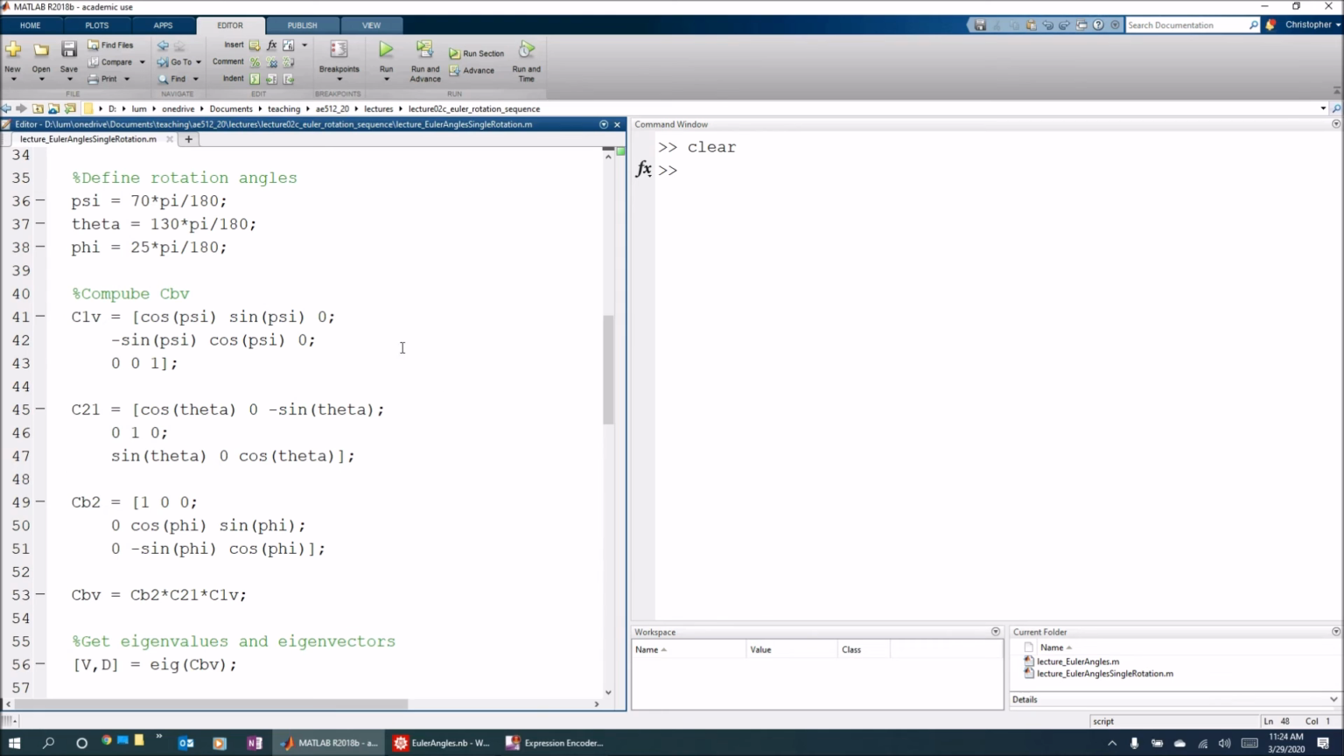All right, so we switched over to Matlab again just because I think it's a little bit easier to do some of the plotting, but let's use that exact same example we were looking at earlier where we had a yaw angle of 70 degrees, a pitch angle of 130 degrees, and a bank angle of 25 degrees. So let's go ahead and, whoops, that should be compute CBV. So let's compute the entire direction cosine matrix as we did earlier in Mathematica, right? It's just the product of these 3 Euler rotation sequences.